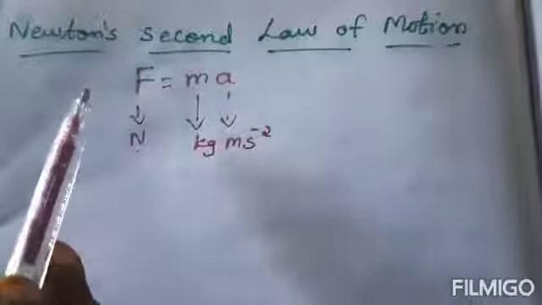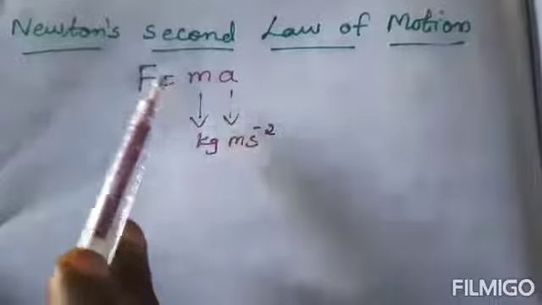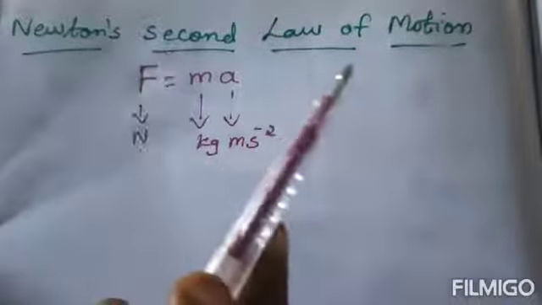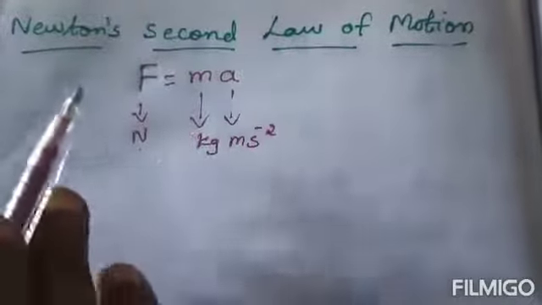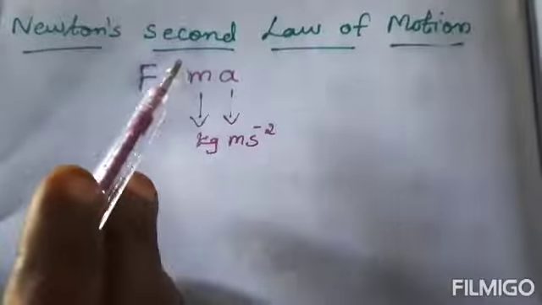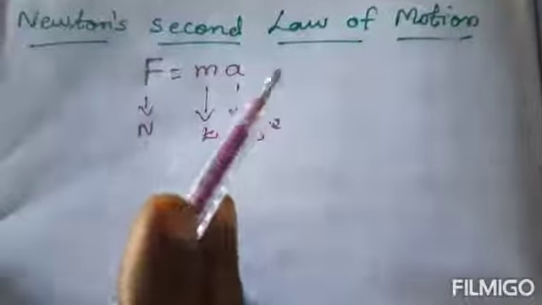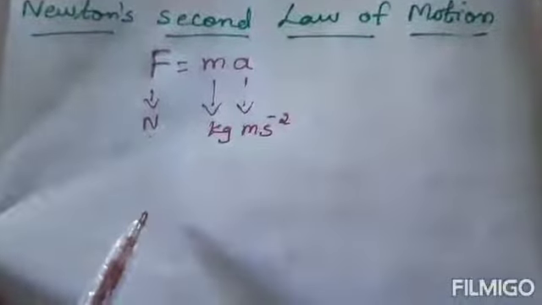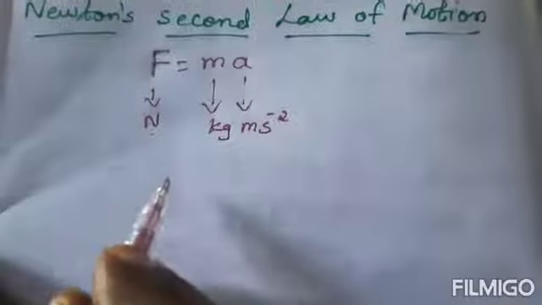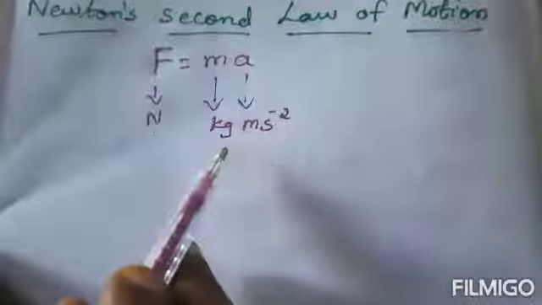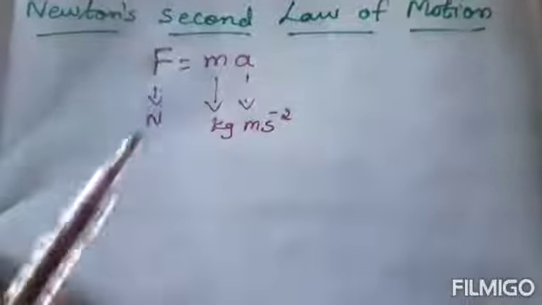Important question: derive F equal to ma, or derive Newton's second law of motion. This is the question. First you have to write the definition for Newton's second law of motion. After that you have to derive. Okay, first we can see the derivation. After that, by using this derivation, we can learn the law.